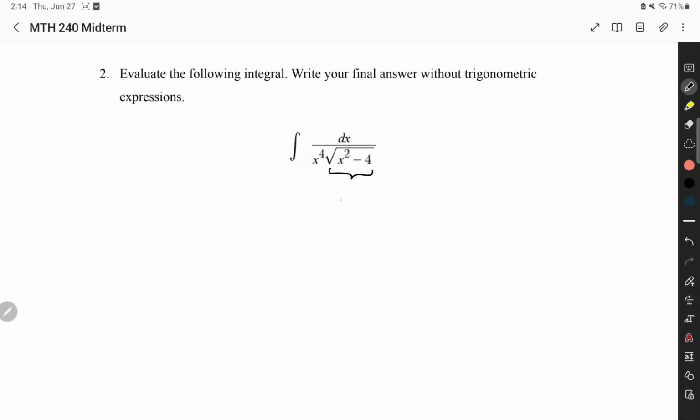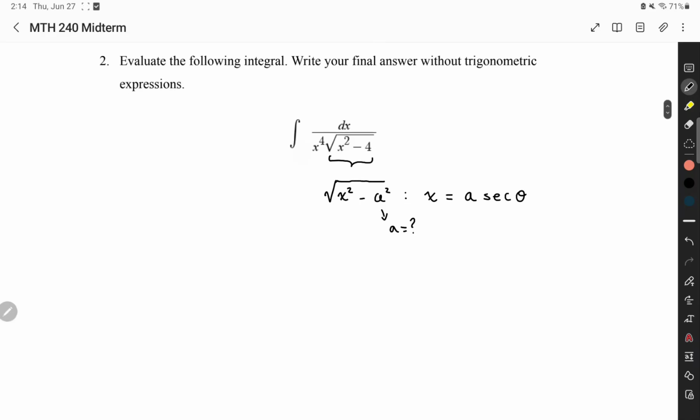And you can see, if we recognize this, this is technically in the form of x squared, the square root of x squared minus a squared. And we know that in trigonometric sub, this would mean that x is equal to a secant theta. So we have to use this for our trigonometric substitution. So first we need to find a.